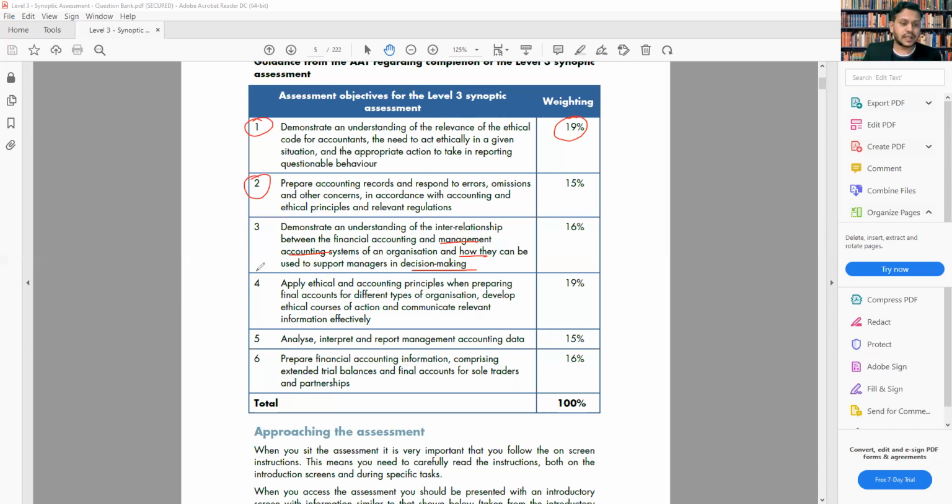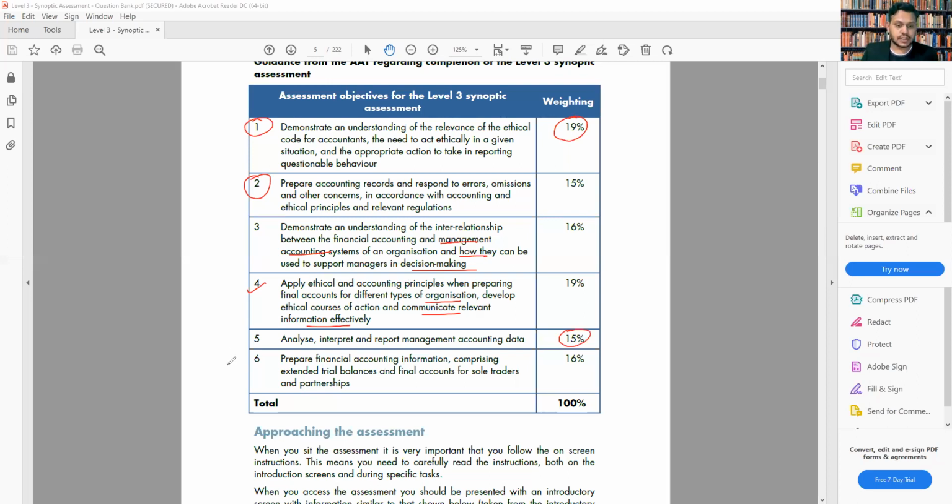Question number 4 will be kind of the theoretical question, mixed up with some calculation. Apply ethical and accounting principles when preparing the final accounts for different types of organization, develop an ethical course of action, and communicate relevant information effectively. We'll see one question, how it looks like, and we're expecting 15% marks in the exam for that.